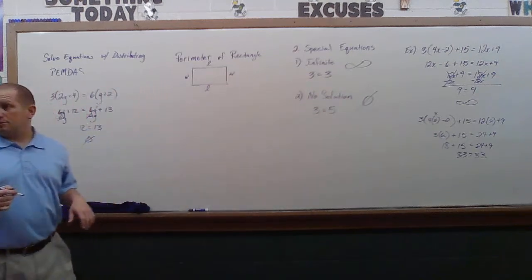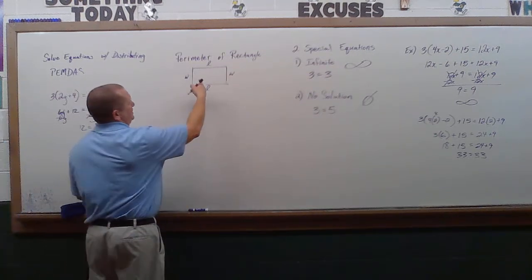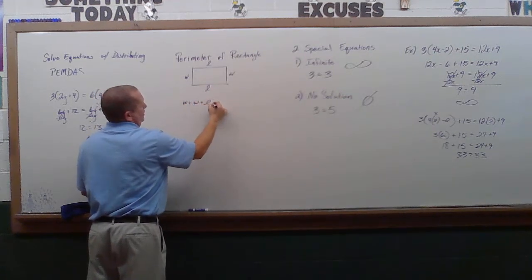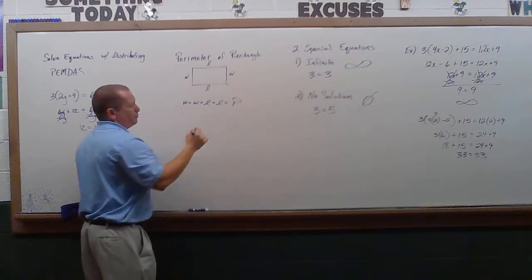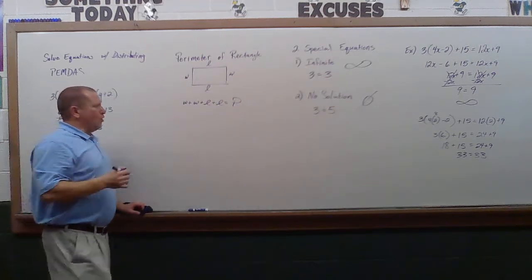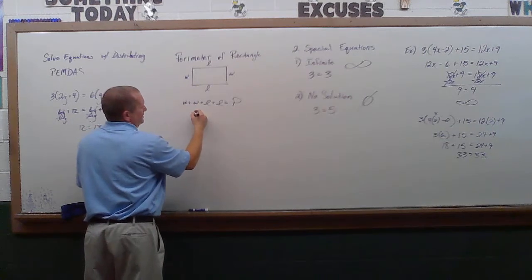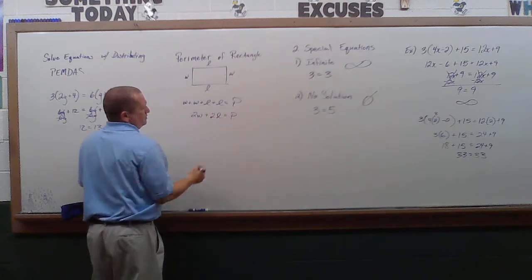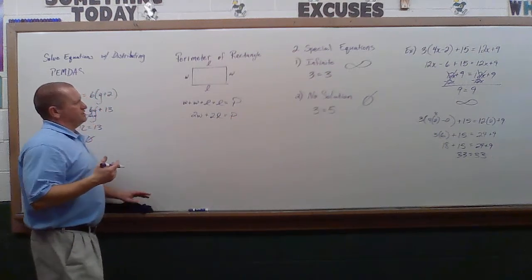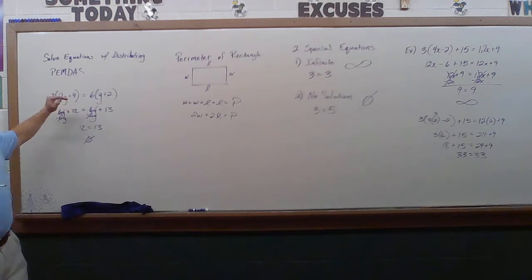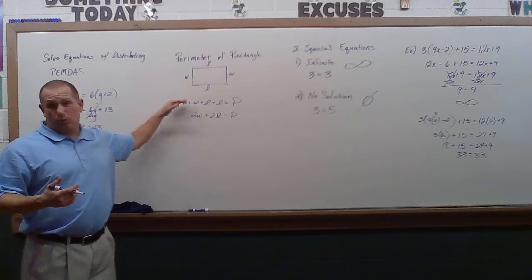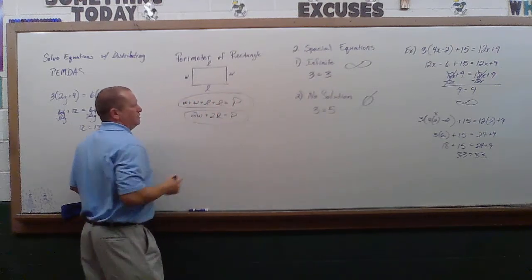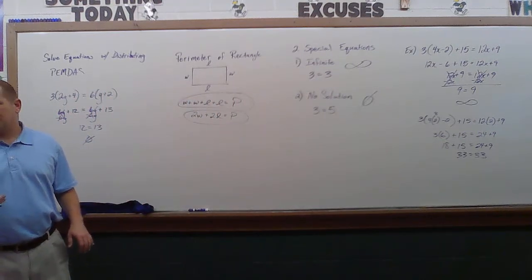Do you agree with that? So one way of saying this would be that I have W plus L plus W plus L equals capital P. Agree with that? Or we could simplify this and bring these together and say that we have 2W plus 2L is equal to P. So all that we're trying to show you is that you could go through and do distributing to get to this formula. And you can use either of these formulas from here on out for perimeter. It's totally up to you.